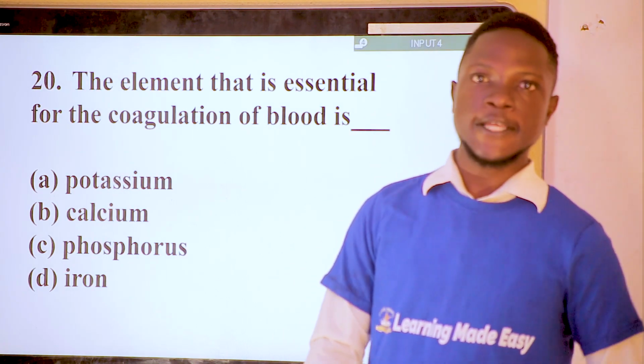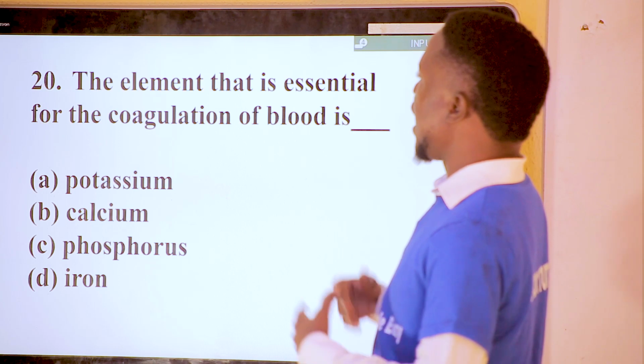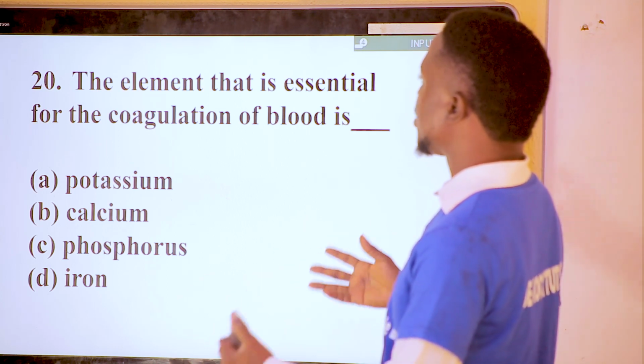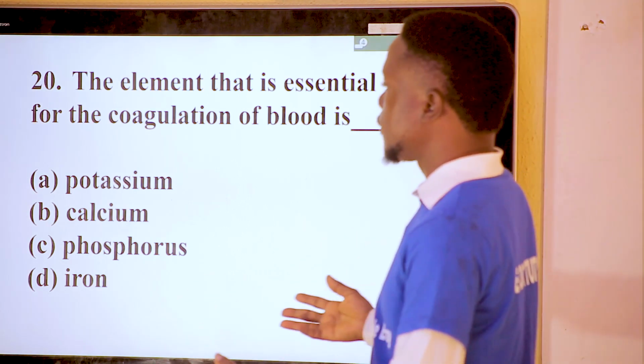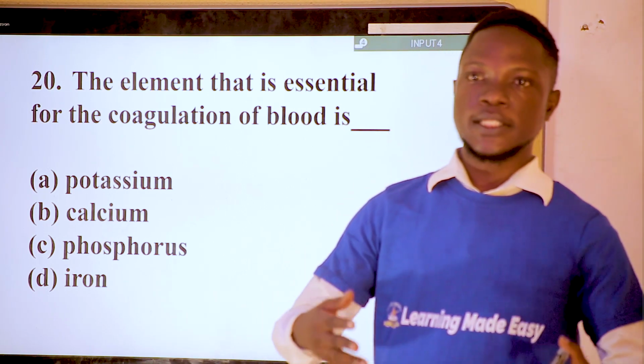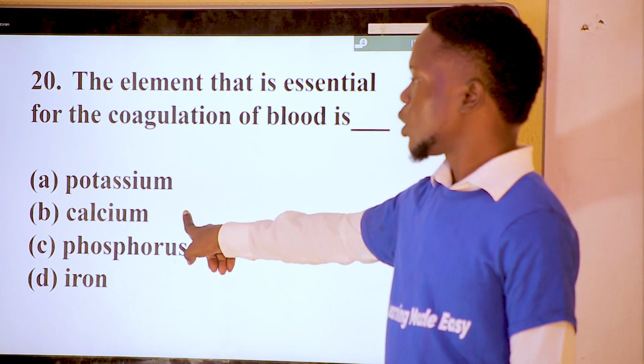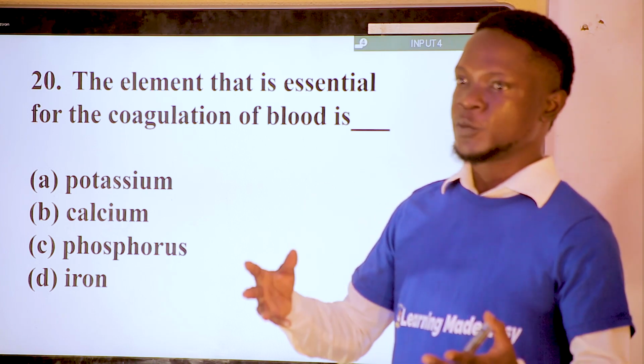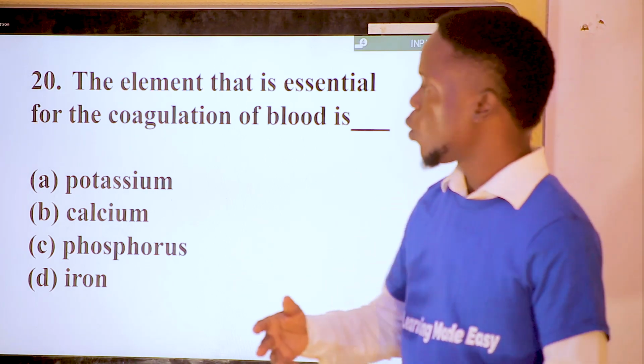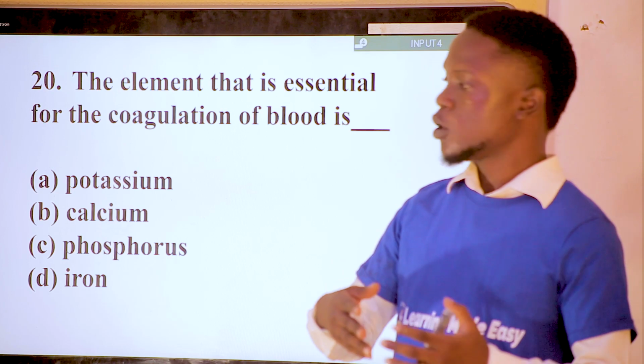Question number 20. The element that is essential for the coagulation of blood is dash. The answer to this is calcium. Calcium is essential for the coagulation of blood.